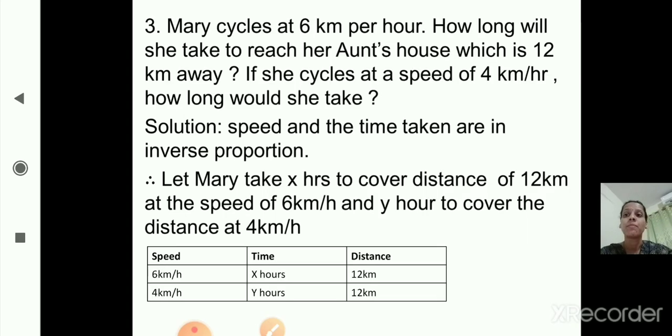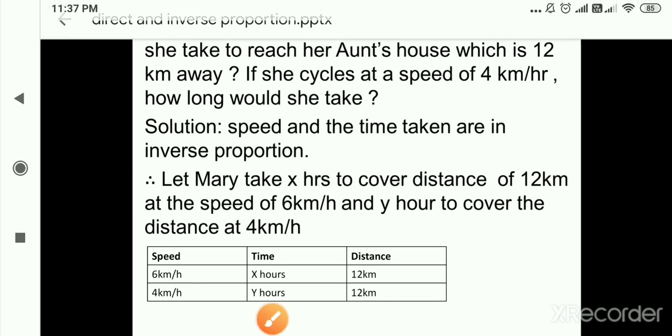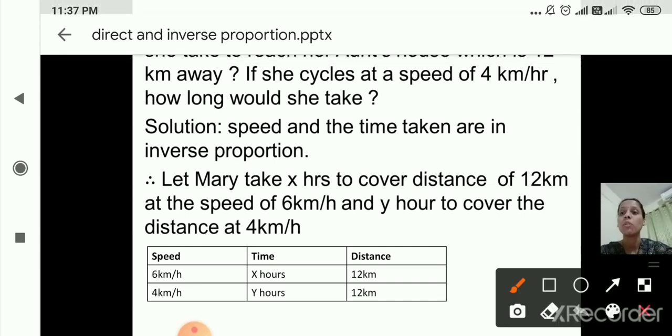Now we'll start with the third sum. Mary cycles at 6 km per hour. How long will she take to reach her aunt's house, which is 12 km away? If she cycles at a speed of 4 km per hour, how long would she take? Once again we will read out the question and we'll write down what is given. So this is the third sum.